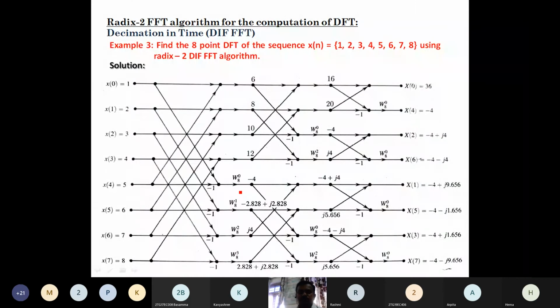So according to 8 point, the twiddle factors are only half, that is W8 of 0, W8 of 1, W8 of 2 and W8 of 3. Four are needed because the remaining are just duplicated. Similarly, for the 2 point DFT and 4 point DFT, the twiddle factors are only 2. For 4 point, the powers of twiddle factor are 0 and 2. For 8 point, the powers are 0, 1, 2, 3. For 16 point, the twiddle factor powers are 0 to 7 only.